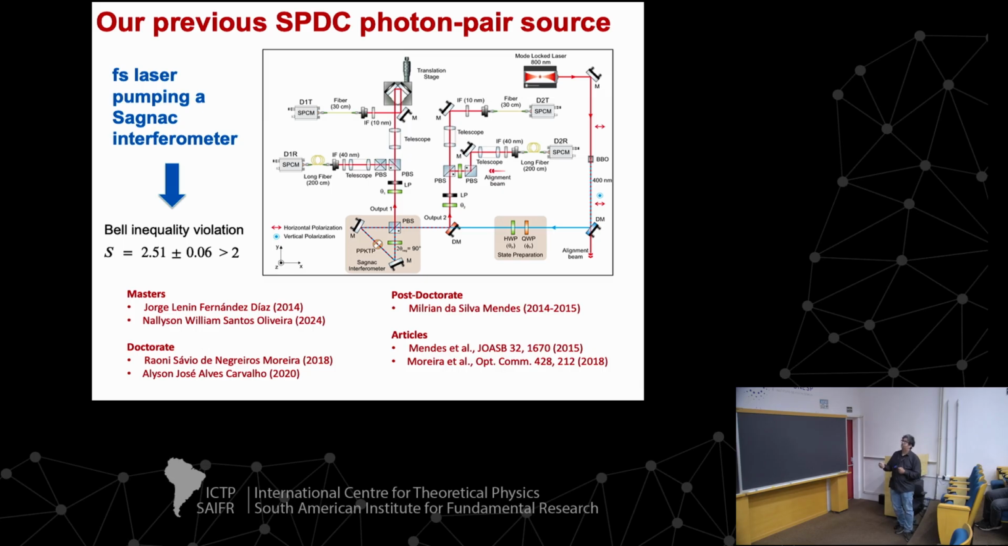And this is where we were before the quantum network. This is our previous SPDC photon pair source. It's just to call attention to the difference in complexity. We were working with femtosecond lasers pumping that SINAC that I explained to you before, okay? And then we would get some Bell inequality violation to characterize the system. We have many master's theses, doctorate theses, postdocs, and some articles on that. But the system was one where we were really aiming at getting a very good pure state, something that we can synchronize. These pumped systems are good for synchronization, for example.